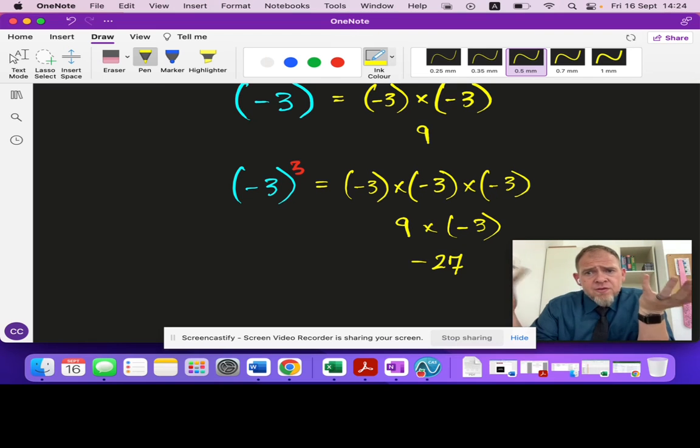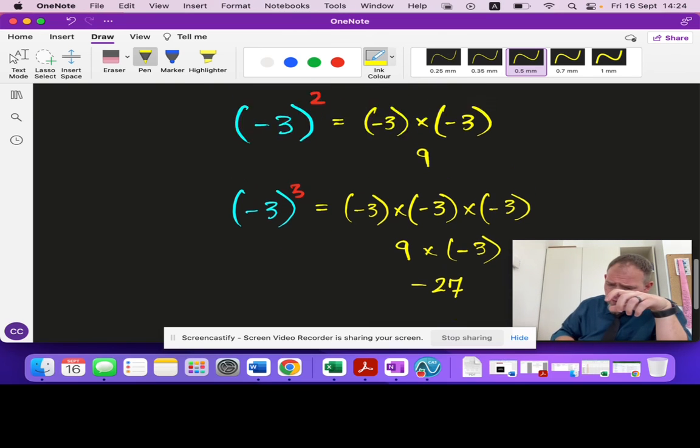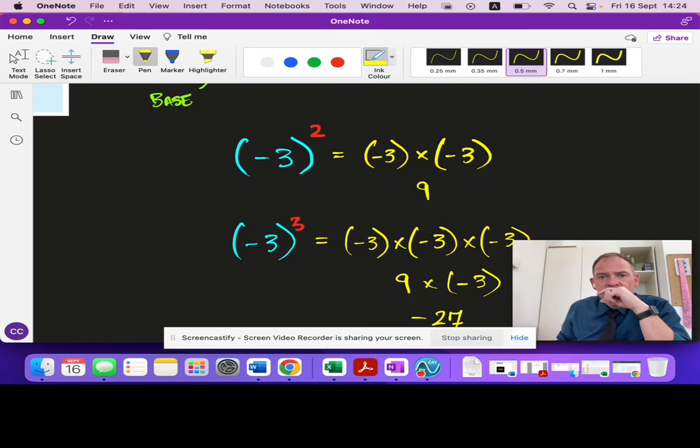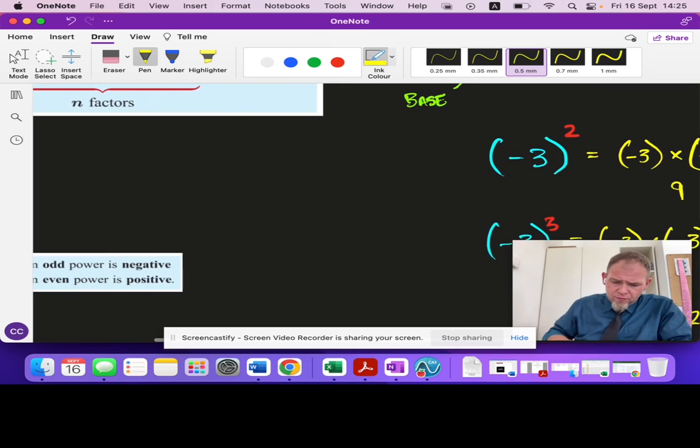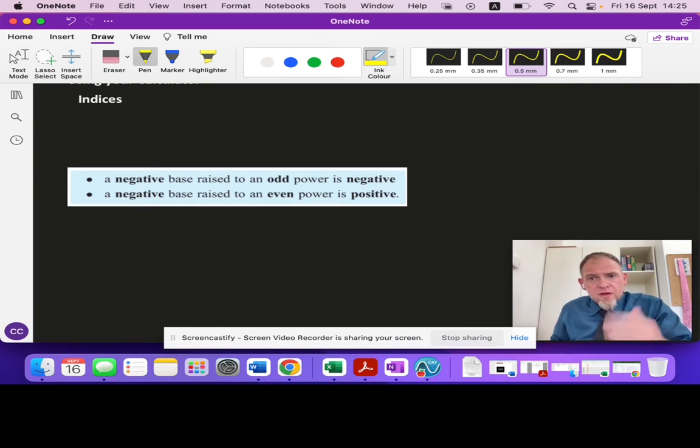This pattern continues. If you take a negative base and you raise it to an even power, it's always a positive value. If you raise it to an odd power, it's always negative. If you can remember that rule, it's in your textbook itself. There it is there. I think that's a really important one to remember, just how that works.